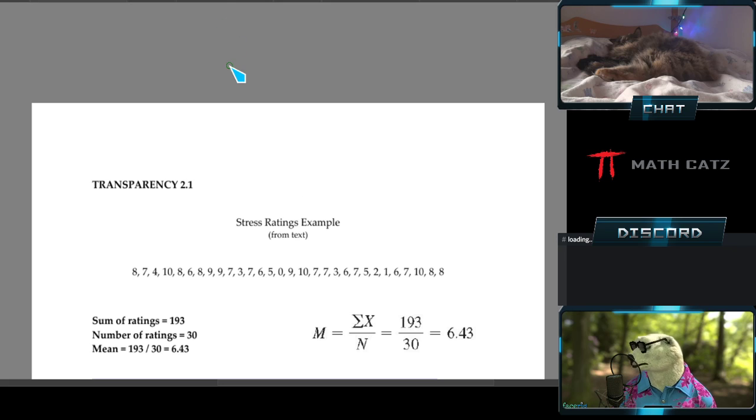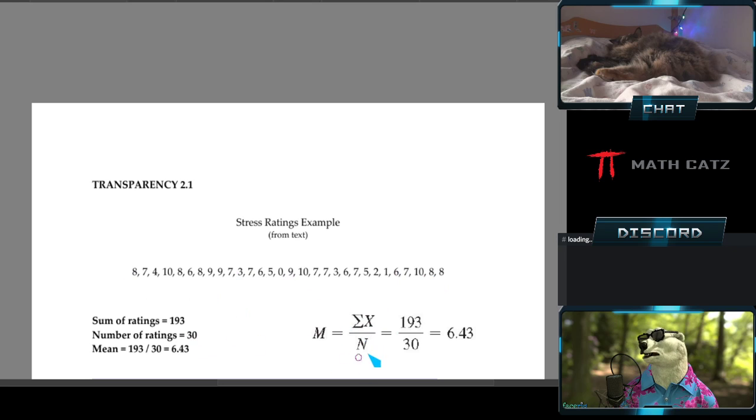The random line. So let's look at an example where people's stress ratings were collected. They were asked some questions on stress, and they got a stress rating. If I add all these up, I get an answer of 193. Now, of course, remember, we are actually going to do this by hand in part B of this topic. Right now, it's done for me. I count how many there are. There are 30 of them.